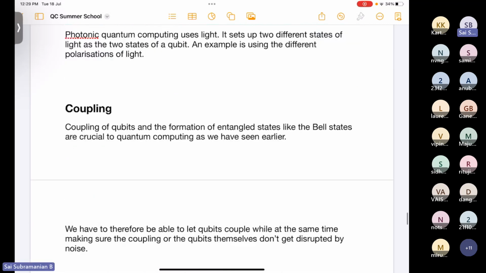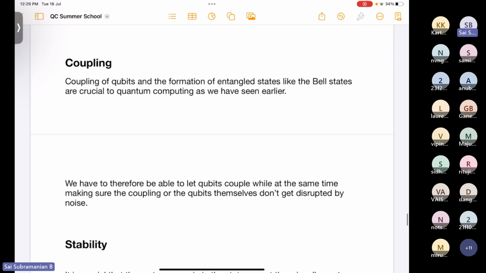So once we have defined a qubit, we also need to make sure that we can entangle qubits and form states like the Bell states. We saw that entanglement and Bell states are very important to do all sorts of computations. And to get qubits to couple is not as easy as it sounds. It's tricky because you need to let some sort of electromagnetic interaction happen between them.